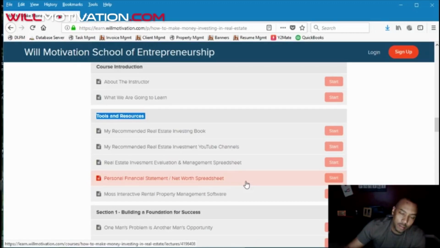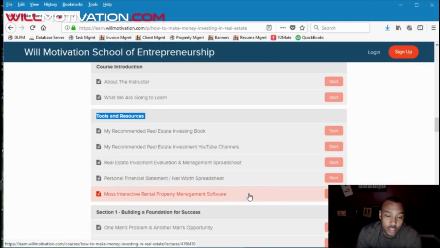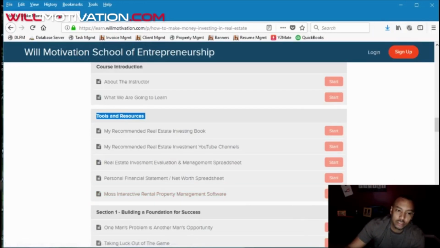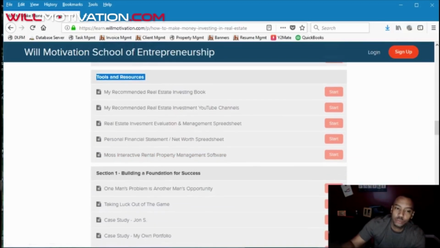And then I'll share with you the software that I use to manage my properties. Some of you will get multiple properties and you need to manage them with a tool like this. Then we can talk about giving you access to my online real estate software. So that's tools and resources.